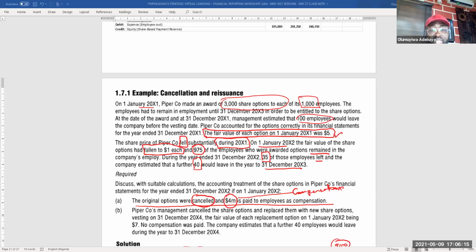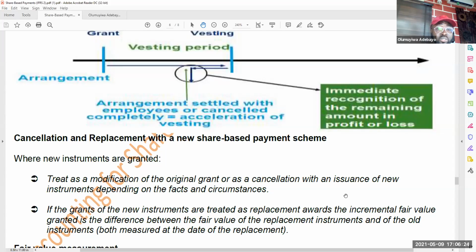Now, before you do that, I will share something with you for us to look at before we attempt solving it. What is the treatment where you cancel and you immediately replace with a new scheme? Can you read that? Cancellation and replacement with a new share-based payment scheme. Where new instruments are granted. 1. Treatment as a modification of the original grant or as a cancellation with an issuance of new instruments depending on the facts and circumstances. 2. If the grants of the new instruments are treated as replacement awards, the incremental fair value granted is the difference between the fair value of the replacement instruments and of the old instruments, both measured at the date of the replacements.